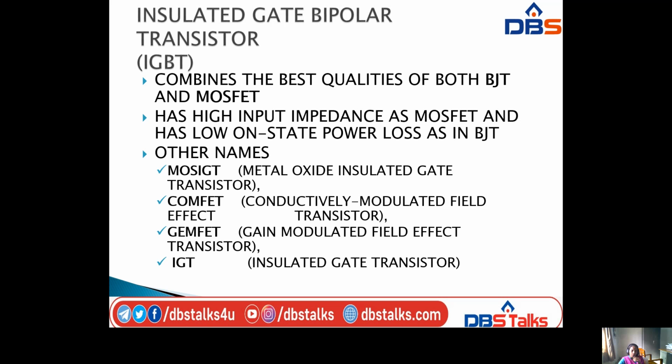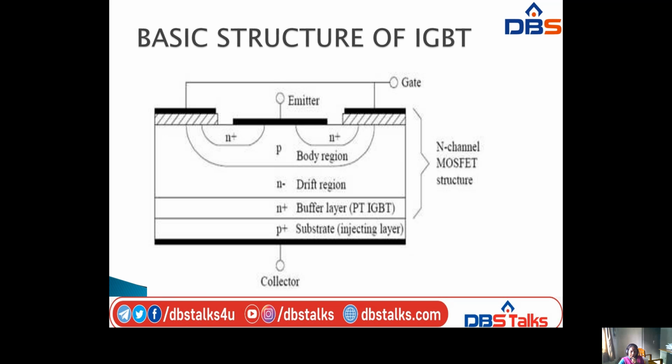Next, this is the basic structure of IGBT. Here this is the emitter, this is the collector and this is the gate. The N channel MOSFET structure will be like this. The same here: it has three terminals, gate, emitter and collector. In the body we have P, N minus, N plus and P plus. This is the injection layer, this is the buffer layer, this is the drift region, and this is the body.